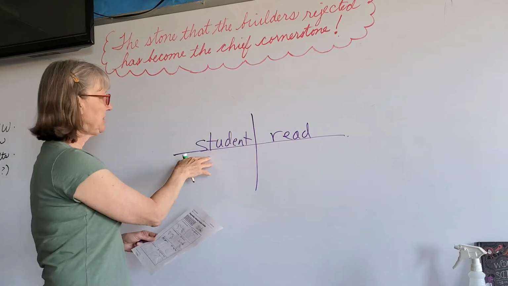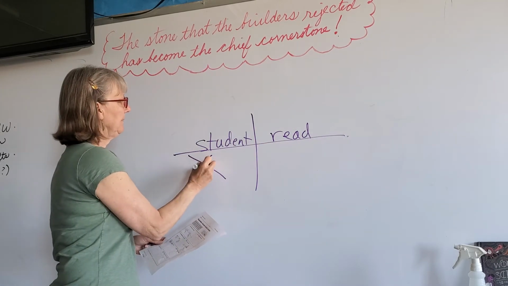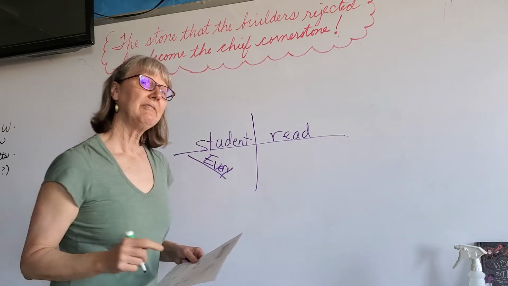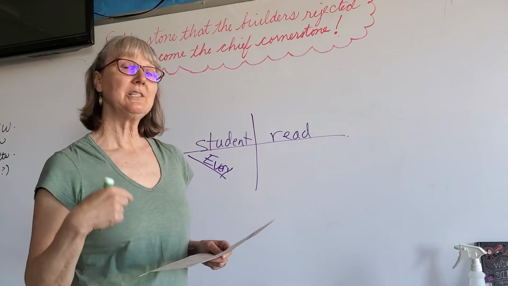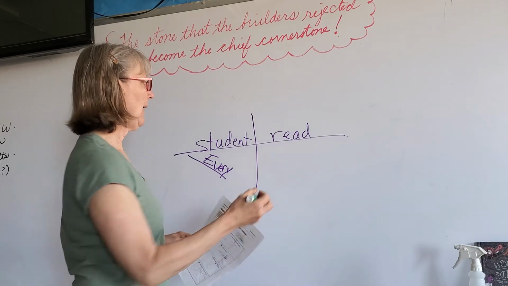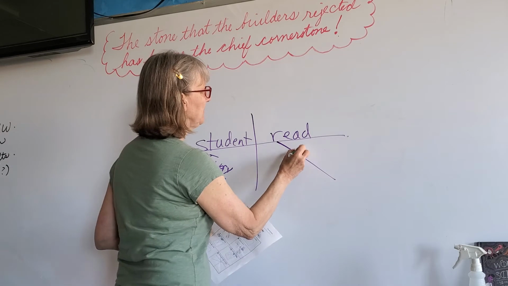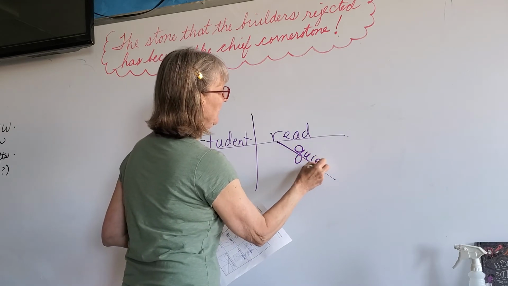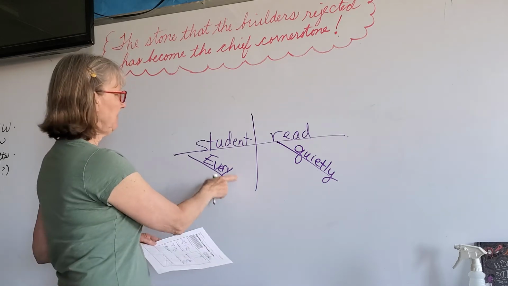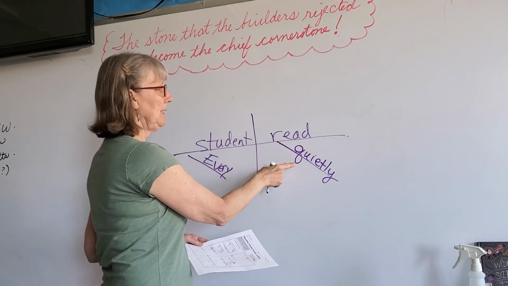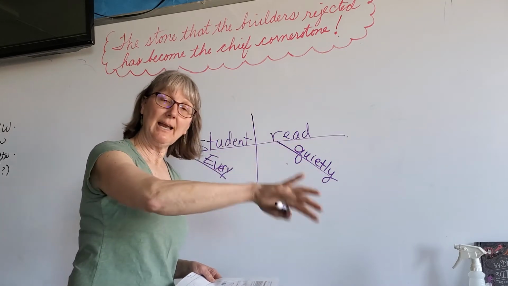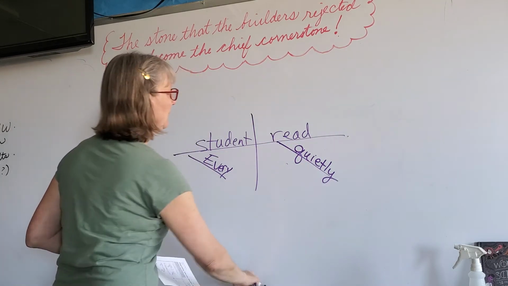Now, what modifies student? Every student. What modifies read? What describes how the student read? Quietly. So adverbs come off of their verbs because they're also modifiers, just like adjectives are modifiers. Every student read quietly. How do you read quietly? This word is modifying this word. Modifiers angle off of their related words.